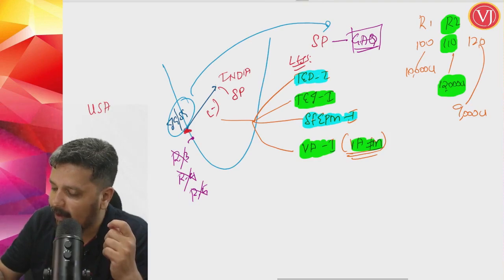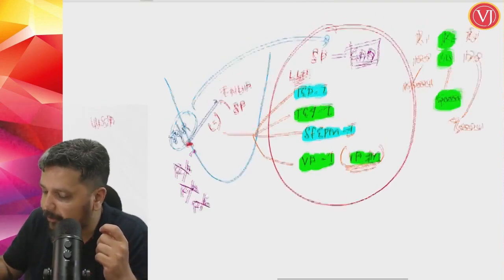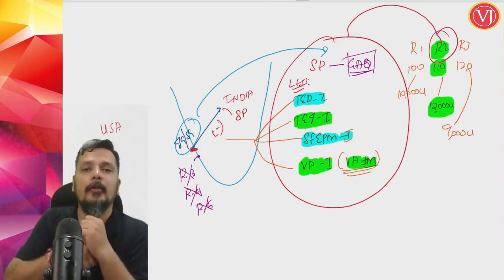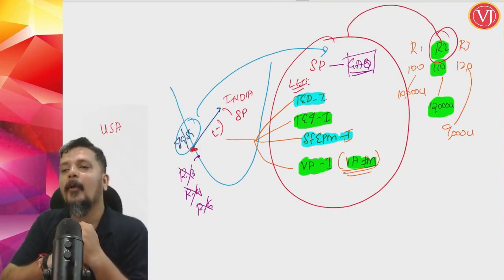In this example, all these calculations will be based on which reference point? All these calculations will be based on reference point 2. Are you guys clear with this understanding?